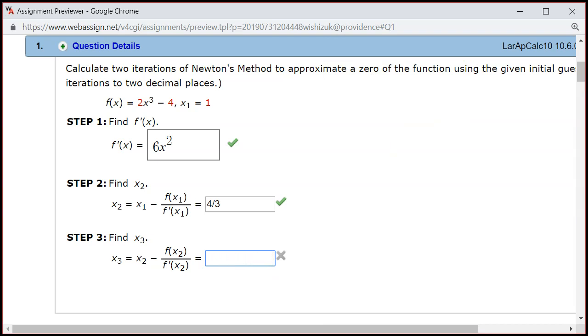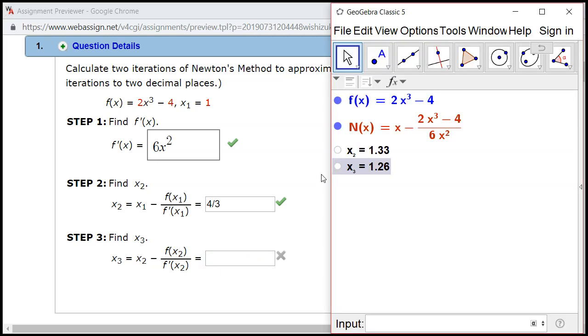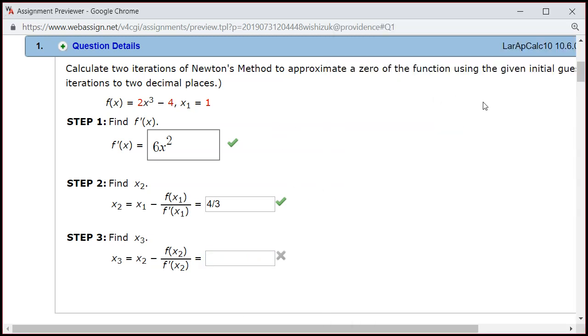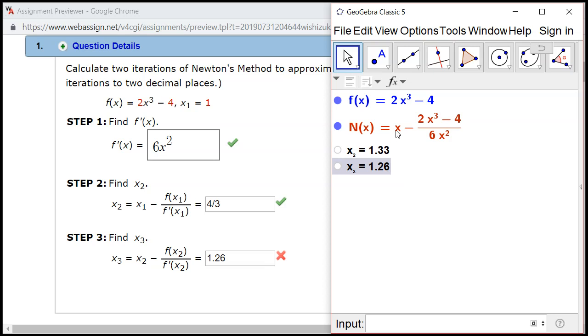Alright, so we have 1.26. So this should be the right answer, 1.26. And then let's check the answer here. As you can see, we got the wrong answer. So I looked into this problem, and I think the system has a different precision. They're actually asking for 2 decimal places. They're asking for actually a little bit more in reality.